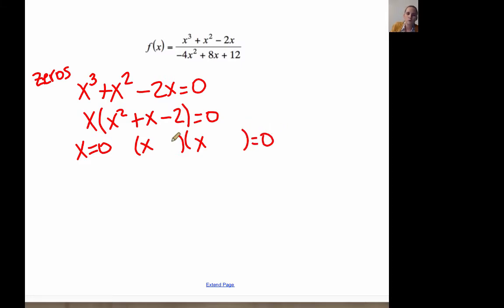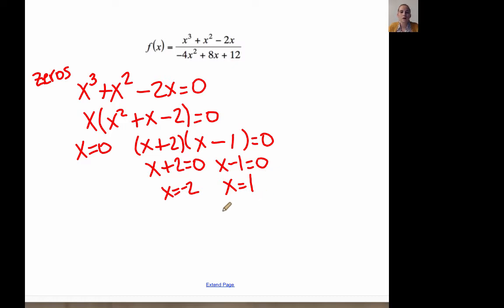Okay, we need a 2 and a 1 to make 2. And we need this one to be positive, this one to be negative. A positive 2 times a negative 1 will give us negative 2, and a positive 2 plus a negative 1 will give us a positive 1x in the middle there. So then we'll have x plus 2 equals 0, x minus 1 equals 0, x equals negative 2, and x equals 1. Alright, so far that's what I get when I factor it out.